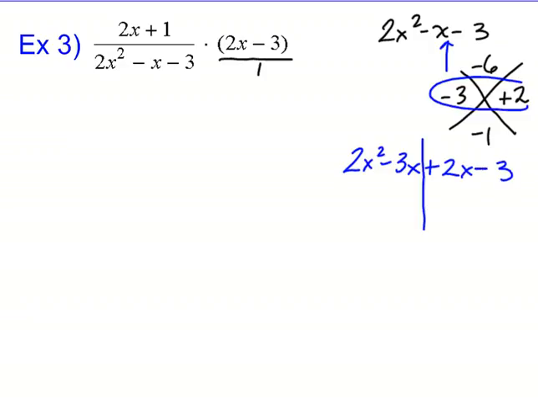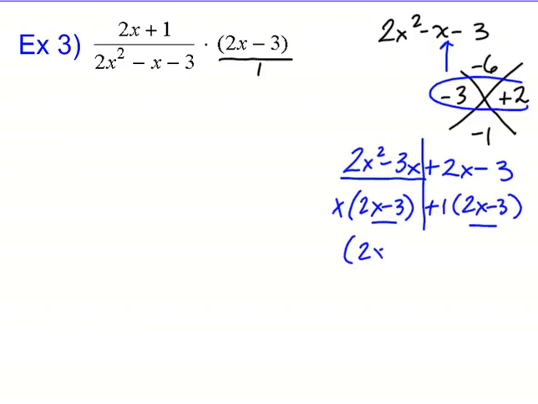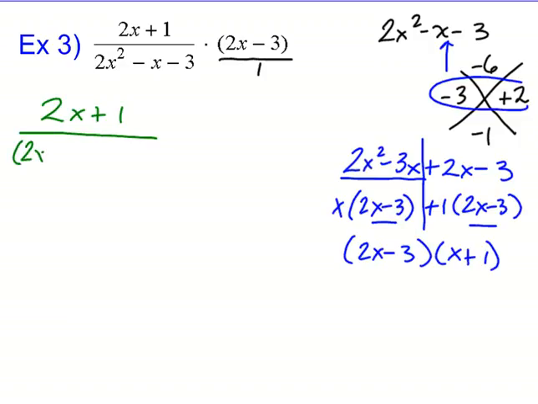We're going to group the first two terms together and pull out the common factor, which is x, leaving behind 2x minus 3. Then we'd write that common binomial over here on the right, 2x minus 3, and we'd multiply that times 1 to get back to that side. Pull out the common binomial of 2x minus 3, and that would leave behind x plus 1. So let's show our factoring over here. We're going to keep this 2x plus 1 in the numerator because that's as factored as it gets. Our trinomial, factored into two binomials, is 2x minus 3 and x plus 1. And we're going to multiply that times 2x minus 3, all divided by 1.